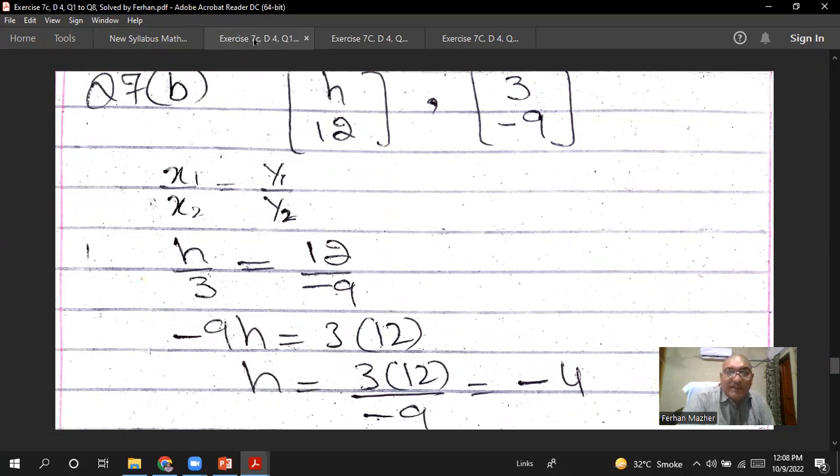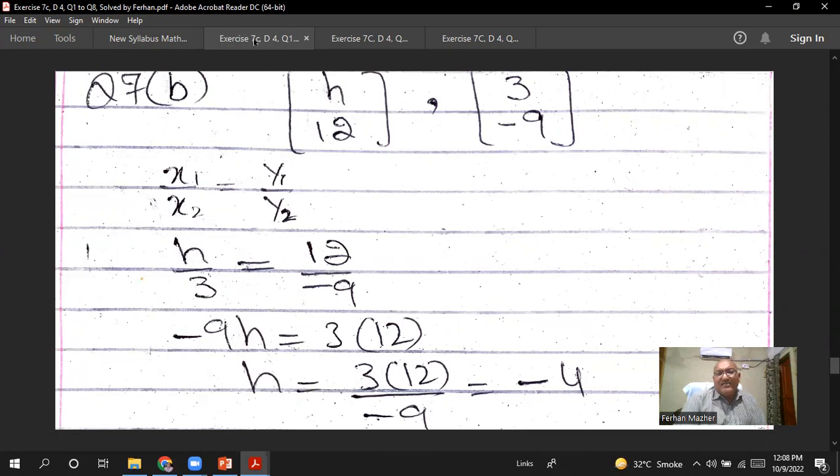So x1 by x2, that will be h by 3, that will be equal to y1 by y2, that will be 12 by minus 9. So minus 9h is equal to 3 into 12. h will be equal to 3 into 12 divided by minus 9, and that will give you minus 4.